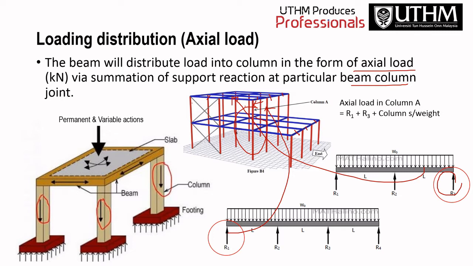So load from here and from here and from here will go to the column here, okay, this is the column A, and together with the self weight. So this is the axial loading in the column A, okay. So you can see that this is the figures that showing you how the load distribute from the slab to the beam, from the beam to the column, and from the column to the footing, okay.